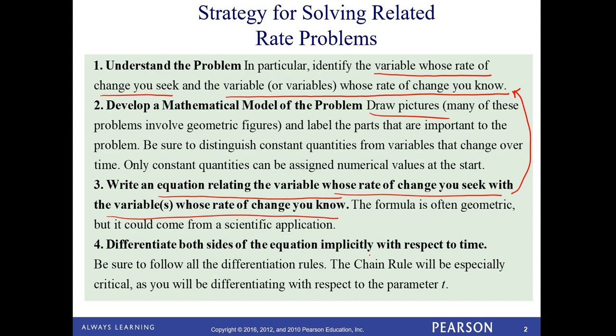Differentiate both sides of the equation implicitly with respect to time. So we're going to do d/dt, and so everything will be implicit. Don't forget your chain rule, because you are going to be using a new variable, dt.